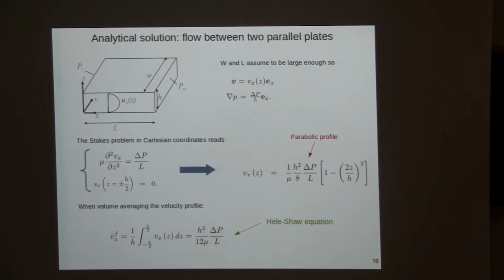And what we obtain is this parabolic profile. Because of the no-slip boundary condition, we have 0 here. The maximum velocity is in the mid-plane, and it follows this law. If you vertically average the flow profile, you obtain a relationship between the mean velocity and the pressure gradient. And here you recognize Darcy's law, where the permeability is h squared over 12. So that will be something important at some point.